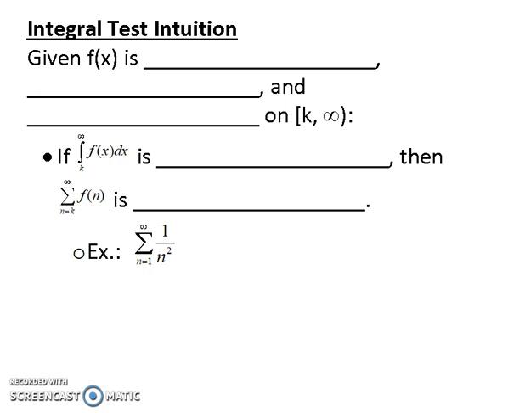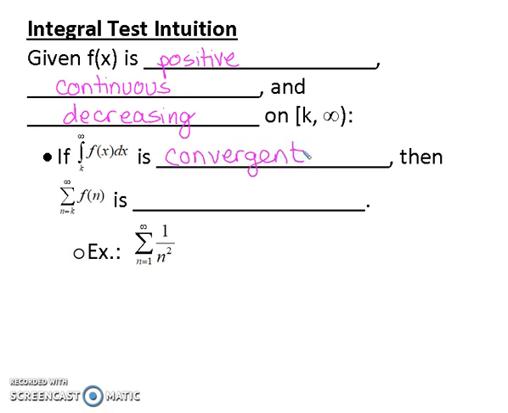So the way the integral test works is that if you have a function that is positive, continuous, and decreasing, then what we know about that function on the closed interval from k to infinity is that if the integral from k to infinity for the function is convergent, so this goes back to our improper integrals that we learned about in the last unit, then that means that the series from n equals k to infinity using that function as the expression is also convergent.